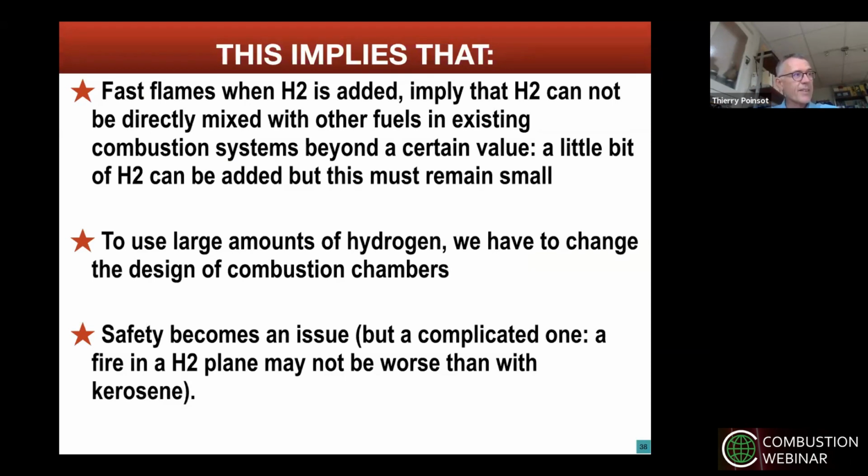So this means that in practice, since the flames with hydrogen are much faster, you cannot directly mix hydrogen. That's what we call the drop-in strategy, by adding hydrogen to methane. You can do that up to a level of maybe 10 to 15%, but afterwards, you will have a problem. So if you want to use large amounts of hydrogen, you need to change the chambers. That's something which is very well known for cars. At some point you need to adapt your system to the fuel you want to burn. And of course, I've mentioned it, safety becomes an issue. It's not necessarily a bad issue for hydrogen because, for example, in the plane, most experts recognize that a fire in an H2 plane may probably not be worse than a fire with kerosene.